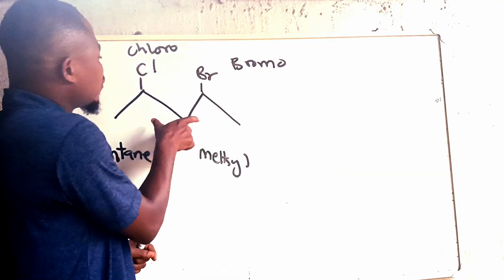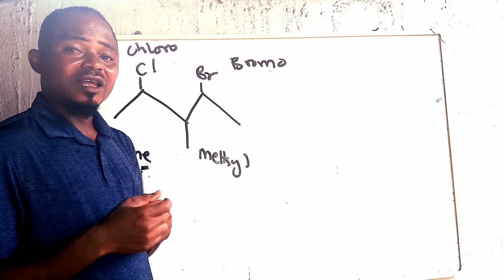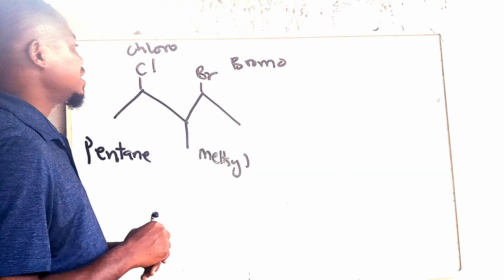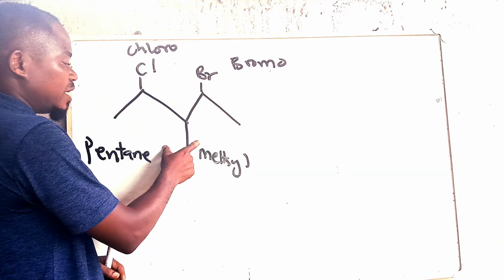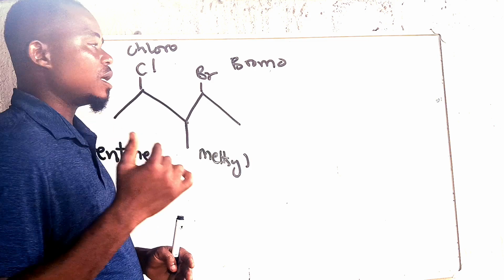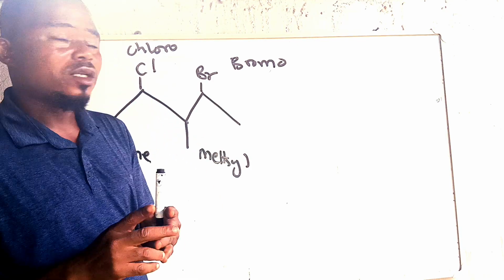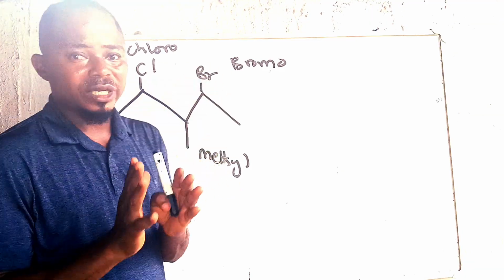After that, we have to number this root hydrocarbon from the side that gives the functional group or the substituent group the smallest possible number. Now on this chain, we have these substituents. So I'm going to number from the side that gives chlorine the smallest possible number. Why? Because this is a haloalkane and chlorine and bromine are both halogens.